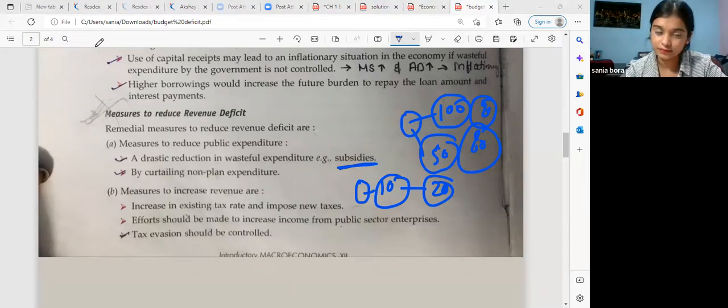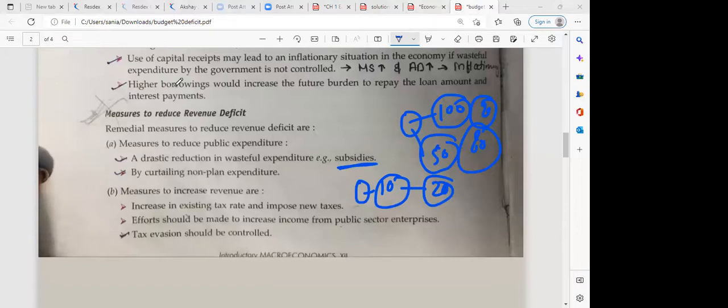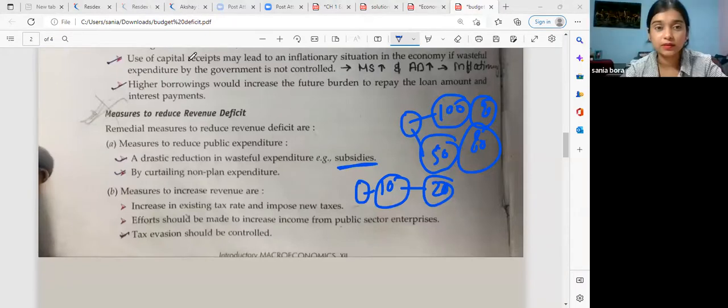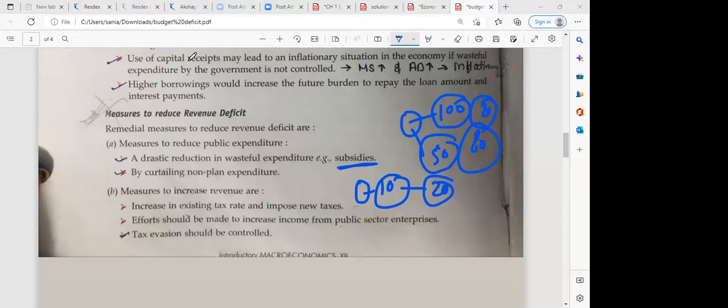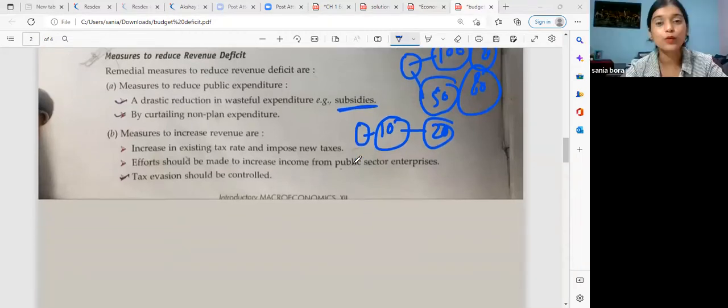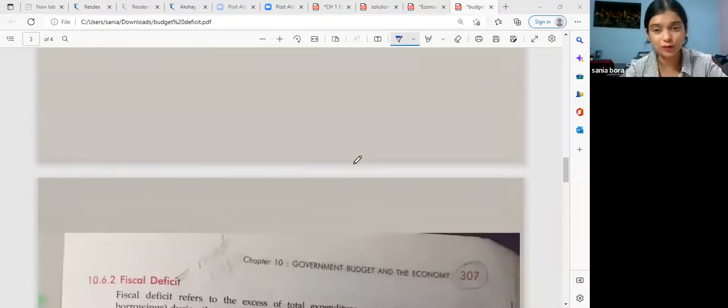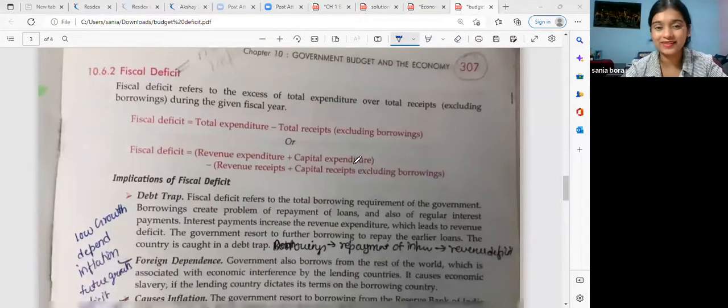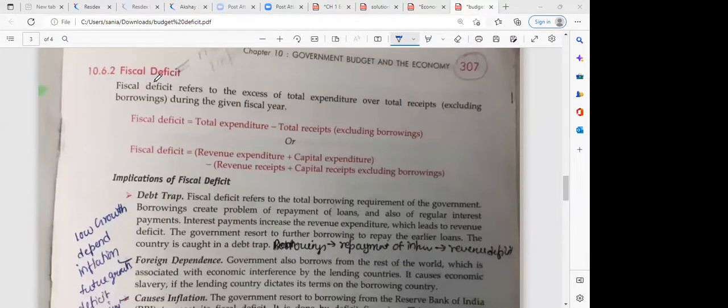Yes, clear. Sanya and Mahdi? Clear, ma'am. Mahdi, getting it? Yes, ma'am. You have to make the project over this, so you have to be more attentive. Okay. Yeah, I'm checking on it.